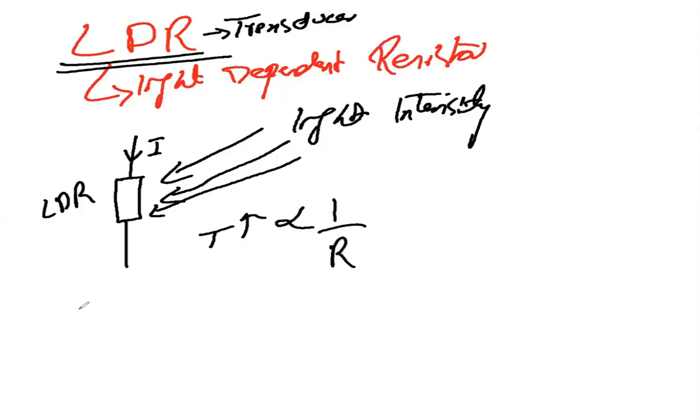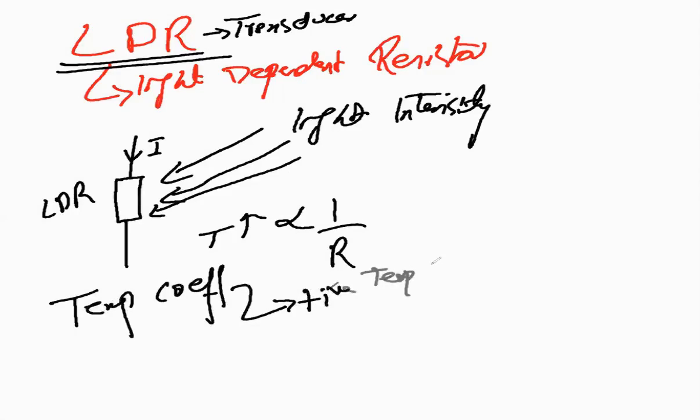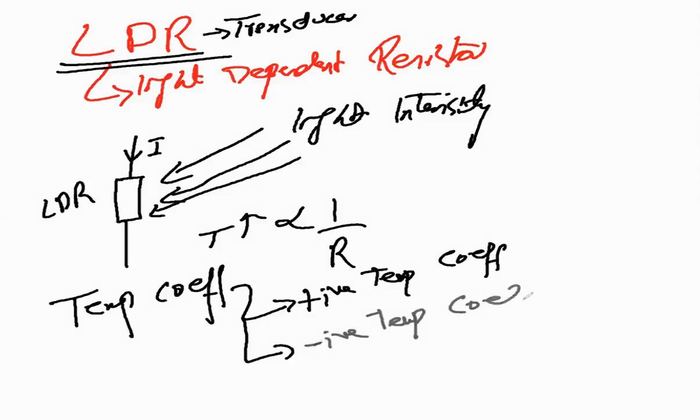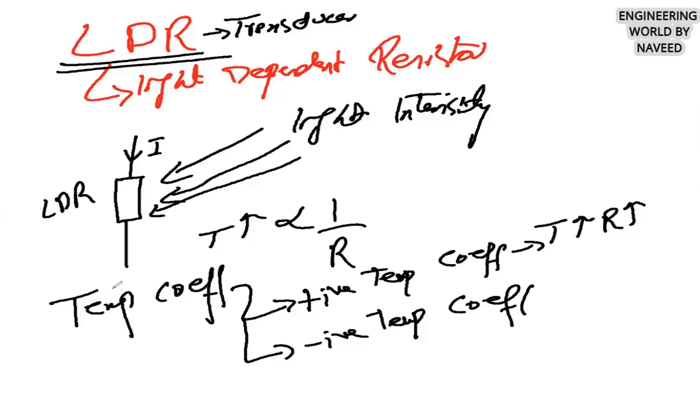We have two types of temperature coefficient. One is the positive temperature coefficient, and the second one is the negative temperature coefficient. Positive temperature coefficient means if you increase the temperature, then the resistance will get increased. So this is the positive temperature coefficient of resistor.